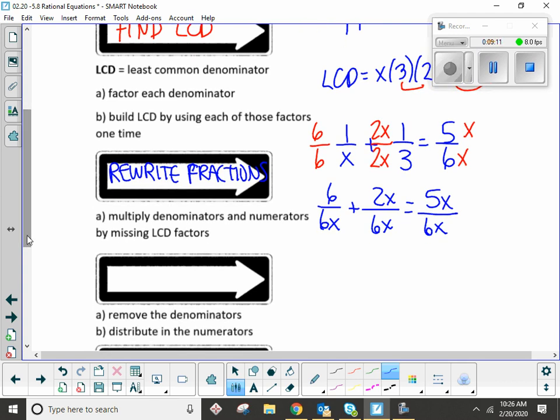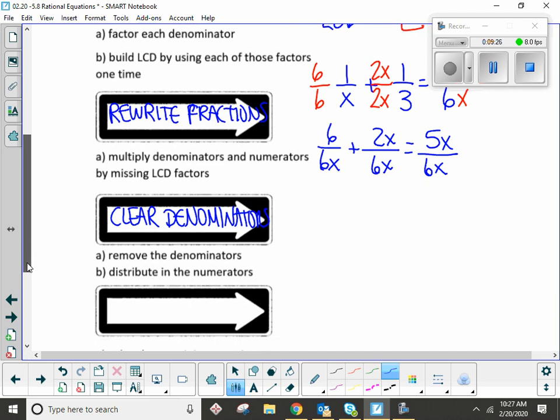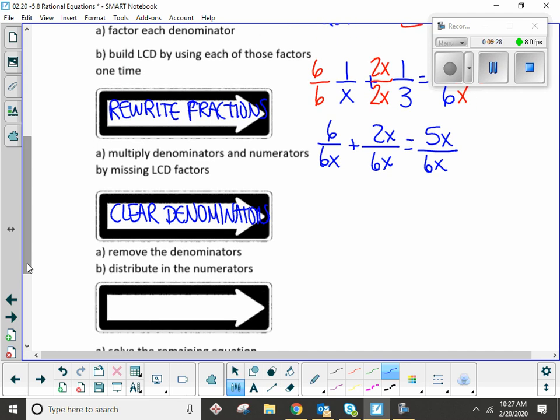So now we have all the denominators the same. That's fabulous. Now we're going to get rid of them. So we are going to clear denominators. And the reason we can do this is because of the nature of an equation. The left side equals the right side. It's in balance. And so if we get rid of the denominators, we can then just do the math on the numerators.